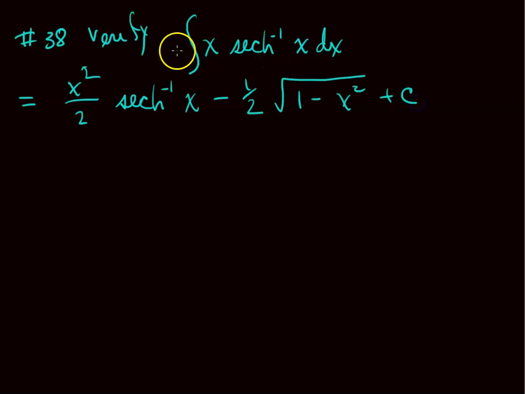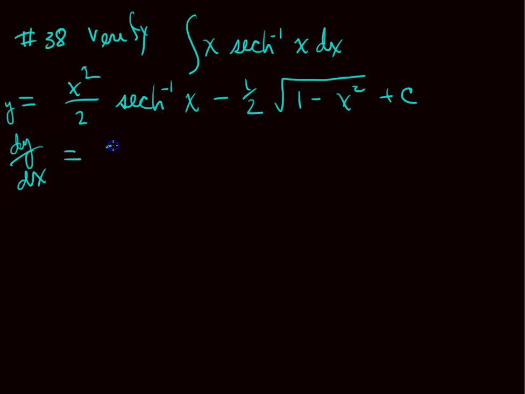Well, the plus c comes because this is an indefinite integral, so that's true. The rest of this, though, we've got to figure out if the rest of it's true. And it's probably easier to call this y and show that the derivative is this x sec inverse x. So this is a product. We need the product rule.